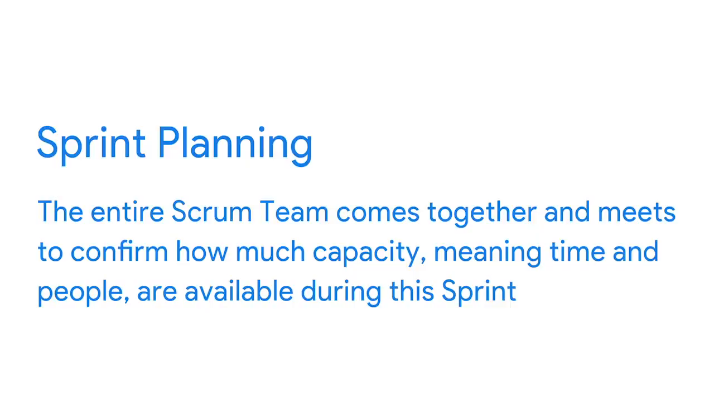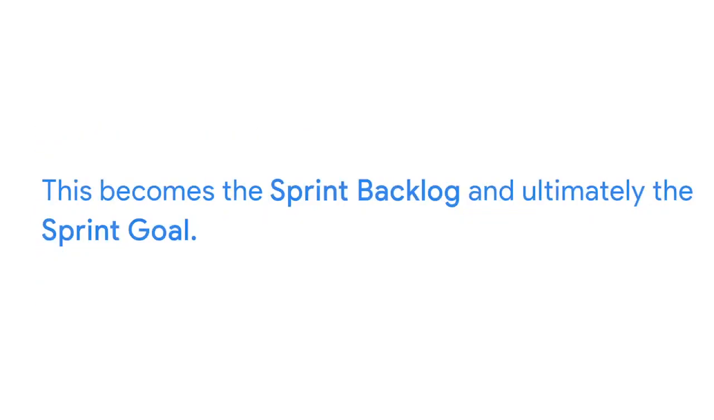For sprint planning, the entire Scrum team comes together and meets to confirm how much capacity, meaning time and people, are available during this sprint, and then they identify what items from the backlog will be done during the sprint. This becomes the sprint backlog, and ultimately the sprint goal. This is a time for the Scrum Master to facilitate team communication and answer the following questions throughout the event.